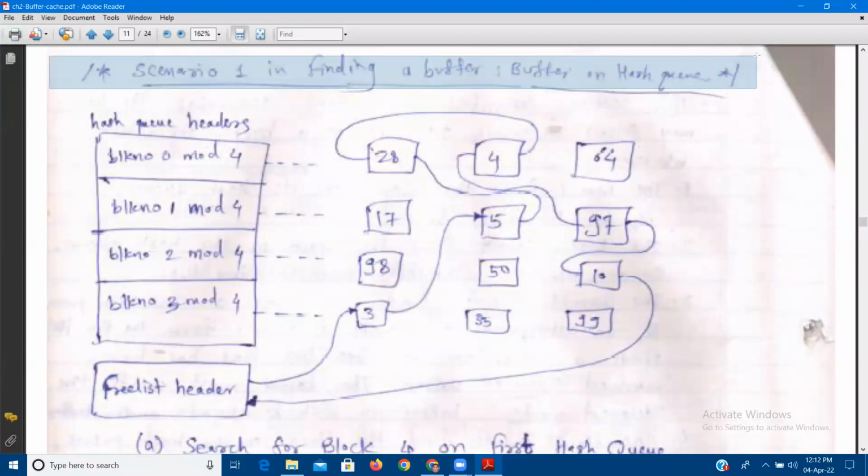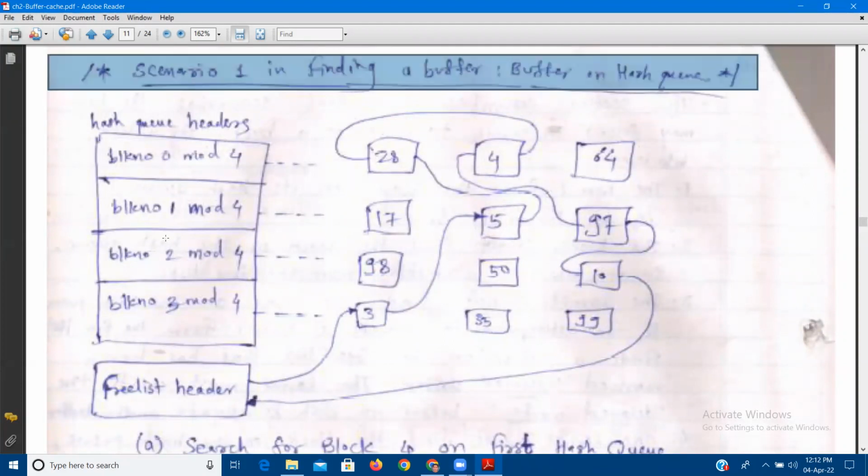So draw this as a third diagram under structure of buffer pool. So if you see over here, we have combined hash queue as well as free list. This is the free list header. Inside the free list, buffer number 3 is there, 5 is there, after 5, 4 is there, after 4, 28 is there, after 28, 97 is there, after 97, 10 is there, and after 10 again the pointer is pointing back to the header.